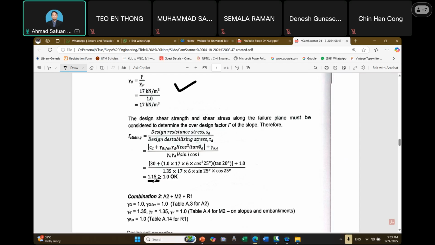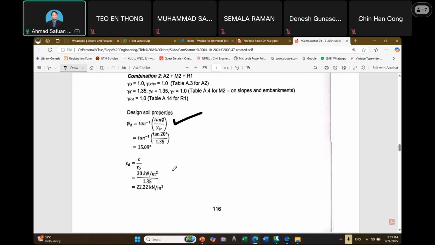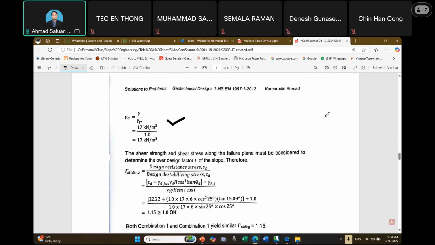Then we look at combination 2. We have A2, M2, and R1. So for gamma G favorable, gamma phi, gamma c, gamma gamma, and gamma R. First for the soil properties M2: phi D, c D, gamma D.